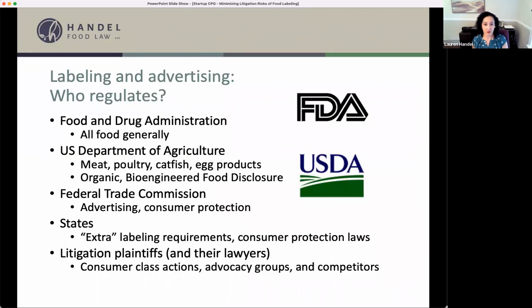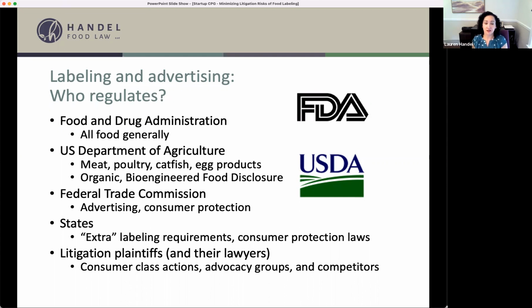So also some background. Who regulates the labeling and advertising of food and beverage products? In general, the Food and Drug Administration, FDA, has authority for all food generally, but primary jurisdiction for certain kinds of products, so specifically for meat, poultry, catfish, egg products that are outside of the shell. The labeling of those are regulated by the U.S. Department of Agriculture. USDA also has responsibility for the organic food labeling regulations and the bioengineered food disclosure. So that's GMO labeling, which is a fairly new labeling law.